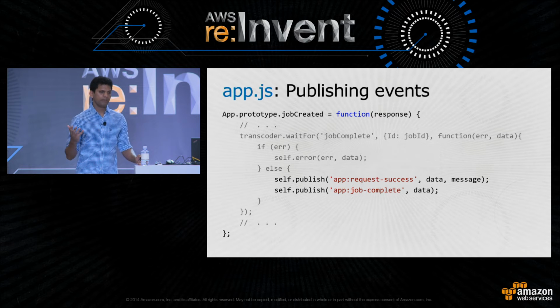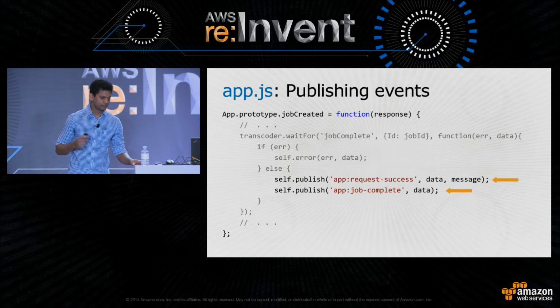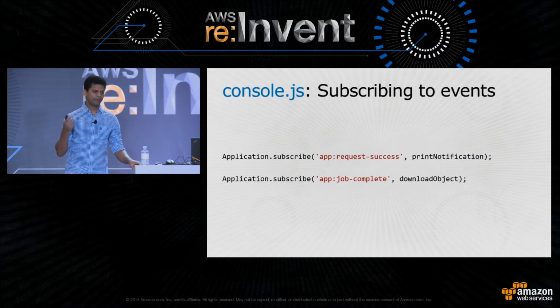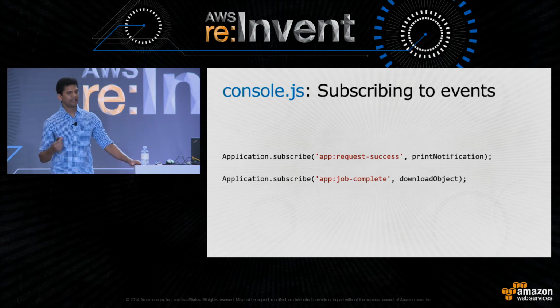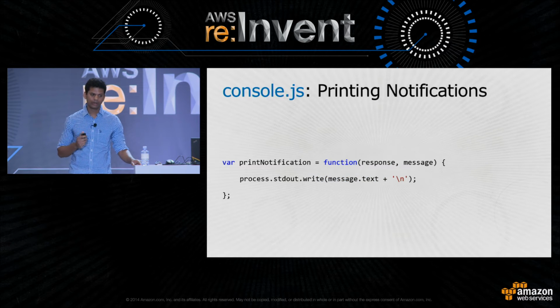Now, a little while earlier, I mentioned that we built a very simple publish-subscribe messaging system into our application. The code snippet here shows the application publishing 2 messages when a transcoder job has been completed. We then subscribe to these messages in the console.js file. Specifically, here you see us subscribing to the request success and the job complete message, which then allows us to print notifications to the console. And this is a very simple process.stdout command.